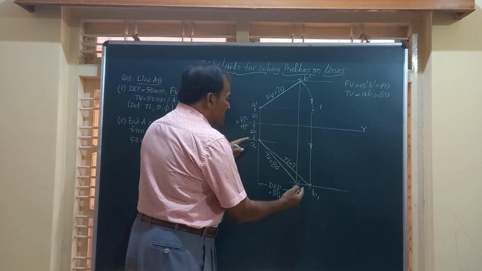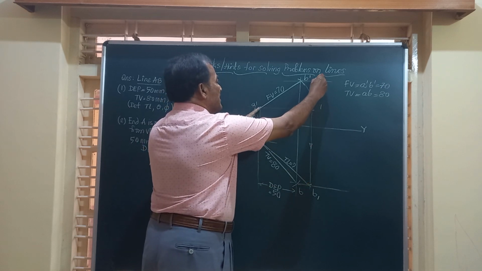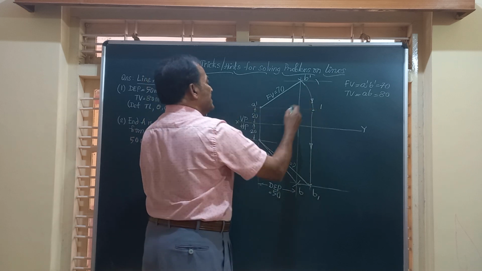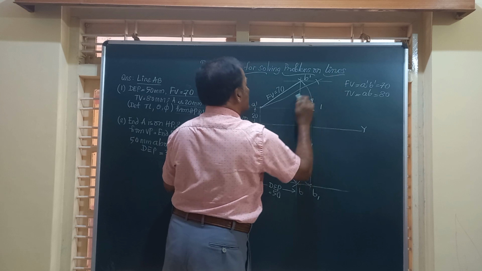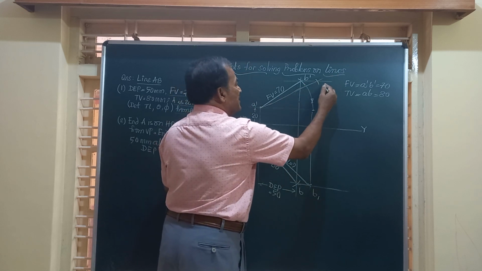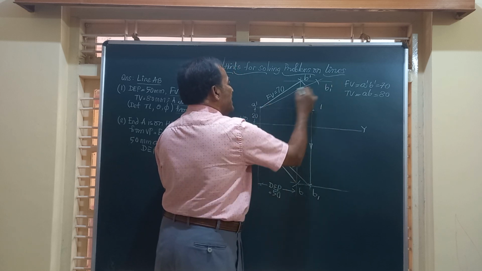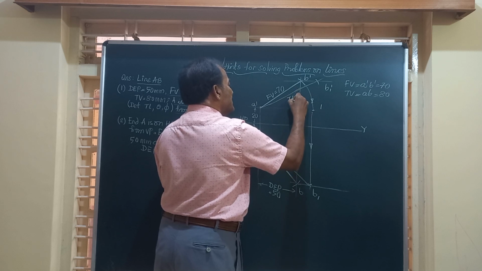And friends, with the same true length, taking A dash as center, you can draw another arc. That is, this length with A dash as center, I am going to draw another arc to cut the locus of this B at point B1 dash. So friends, A dash B1 dash will represent the true length of the line.